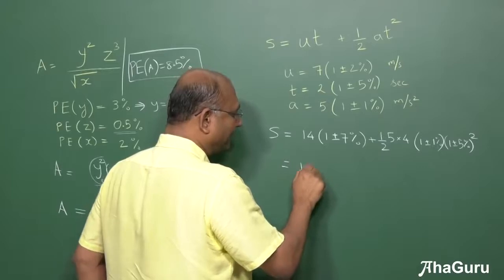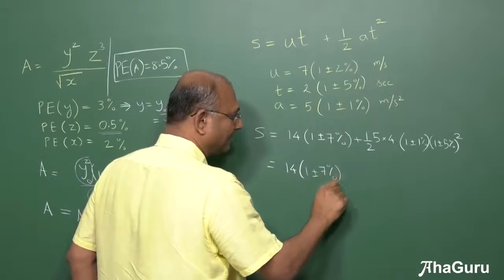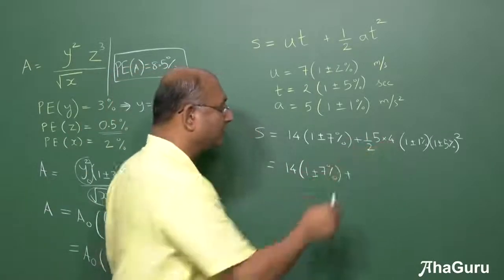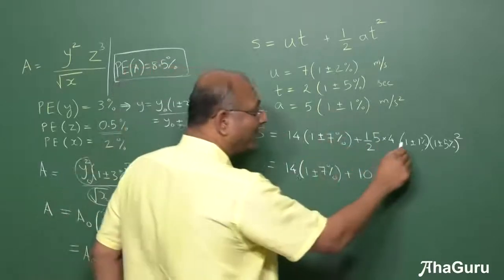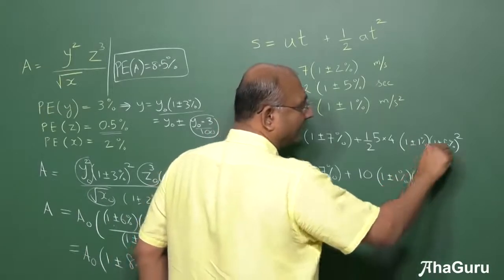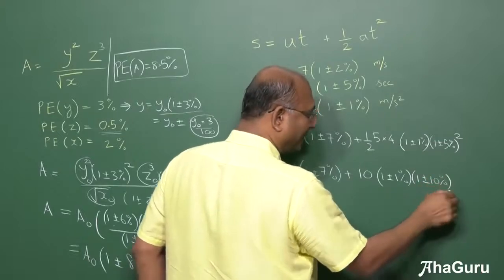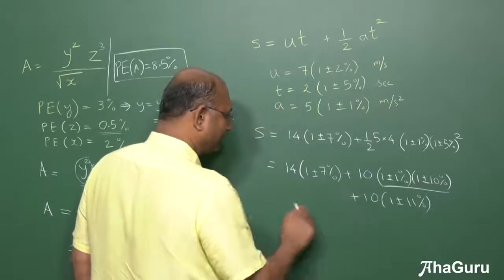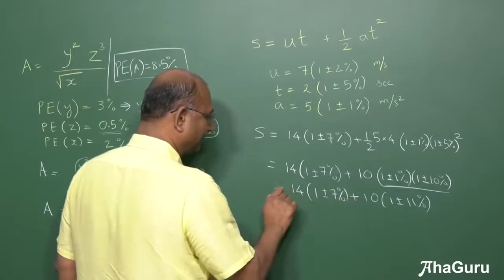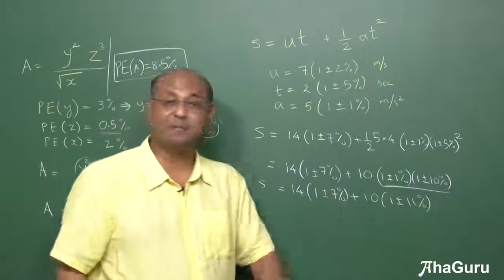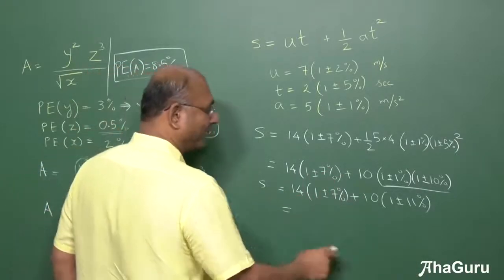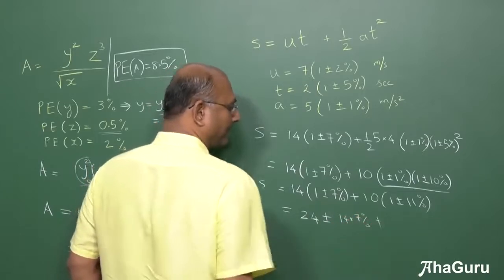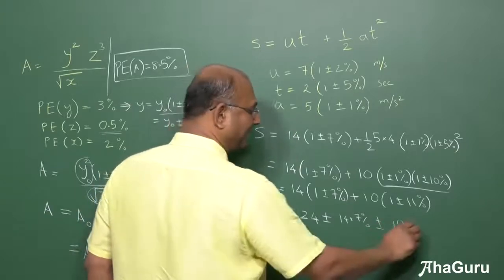Let us simplify further. 14 into 1 plus or minus 7% plus, now this is still plus, this is not plus or minus. Plus or minus is only for error. Okay, so what about this? When I cancel this out, I'll get 2. So 5 into 2, 10, into 1 plus or minus 1%. What about this? 1 plus or minus 10%. And when you combine this, what will you get? 1 plus or minus 11%. So this is 10 into 1 plus or minus 11% plus 14 into 1 plus or minus 7%. Now I cannot add the 7% and 11%, not allowed. What you should do is 14 into 1, 10 into 1, 24 plus or minus 14 into 7%, similarly plus or minus 10 into 11%.